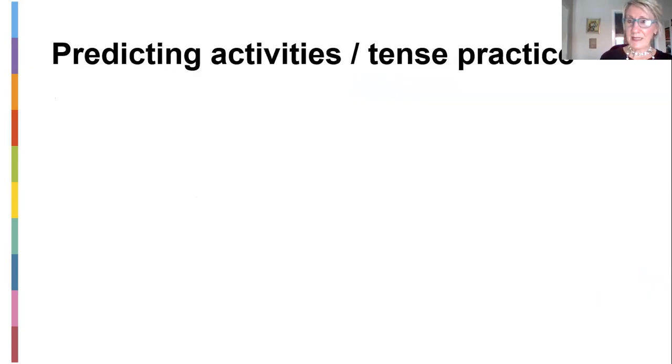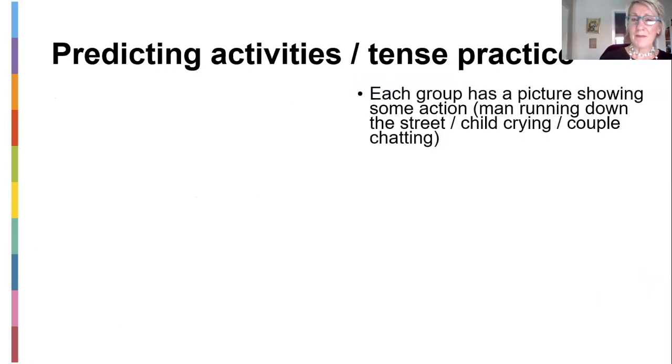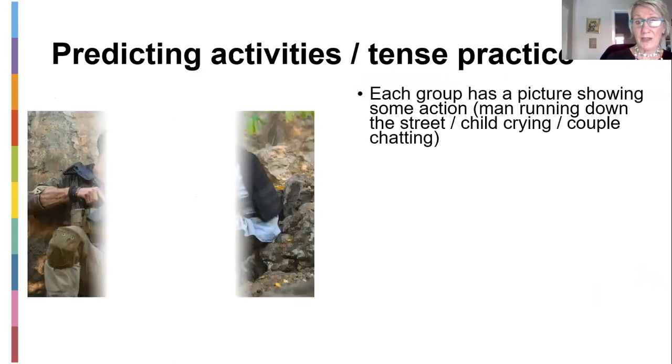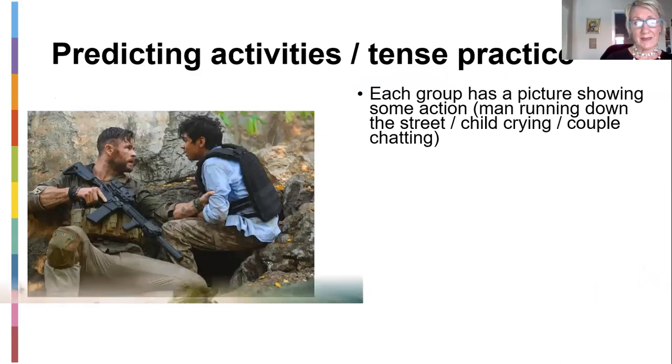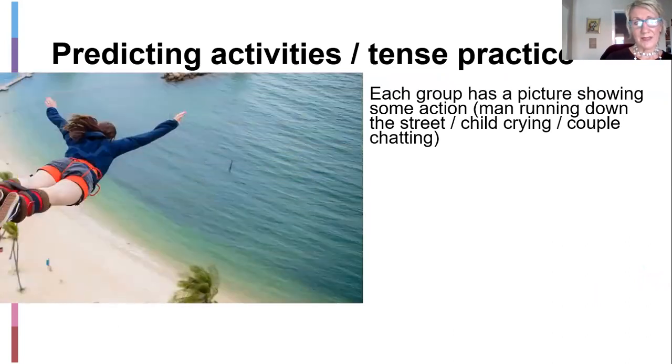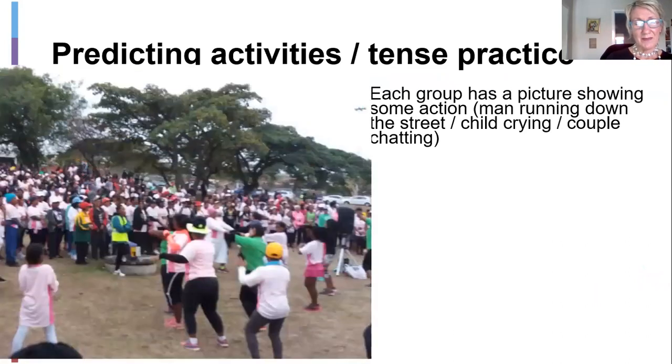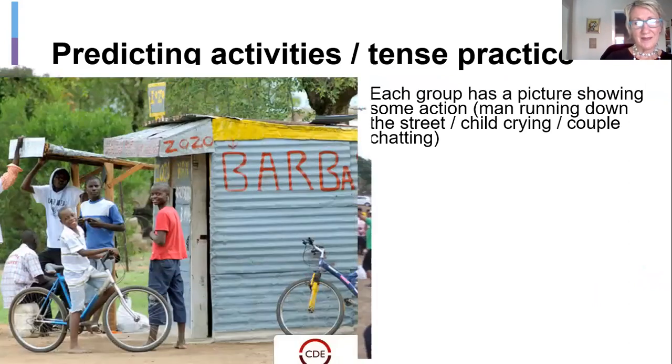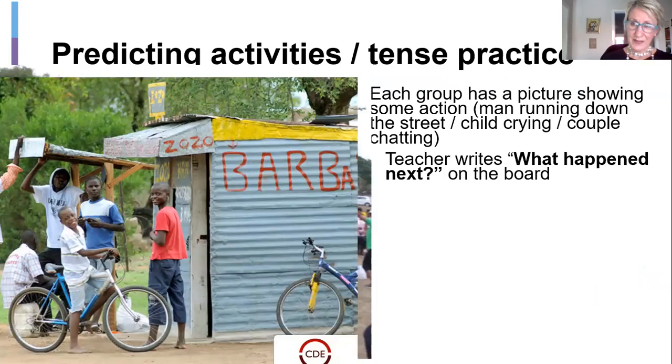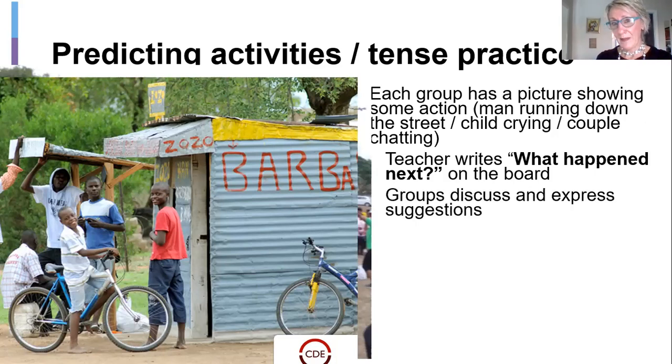Predicting activities, tense practice. Again, ask them to bring a picture that's got an action, a man running, child crying, something like that. Ziplining, protesting, having fun. And the teacher can ask what happened next on the board. So they've got this picture, and she's going to say what happened next. They had to go and do this. Okay, so that means they're using the past perfect.